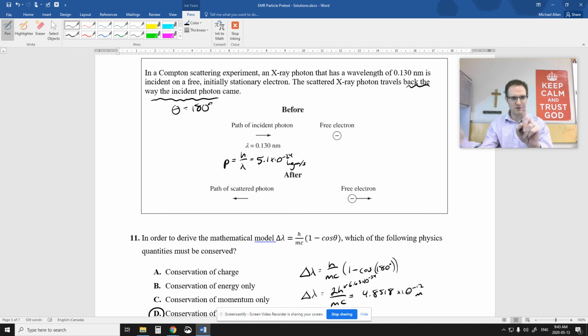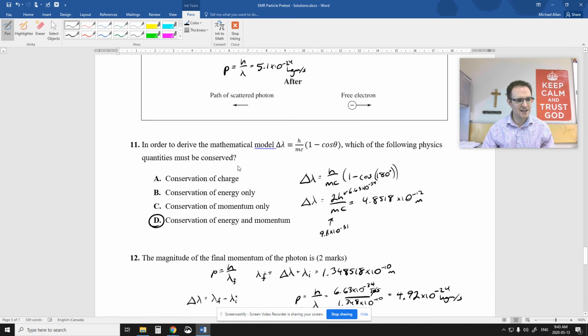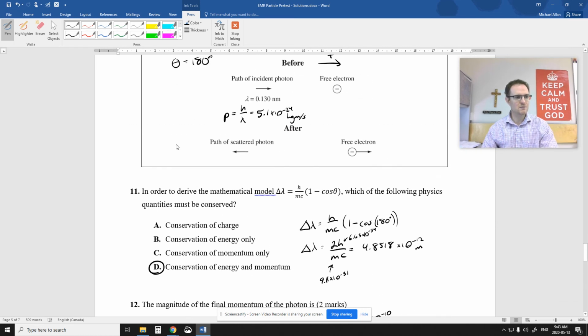Now because one's going this way and one's going backwards, we need a sign convention. So let's say that way is positive. So this initial momentum is a positive number, but the final momentum down here is a negative number. So I'm just going to rewrite that here as negative 4.92. There are more decimals, and I'll use more of those decimals when I do the calculation.